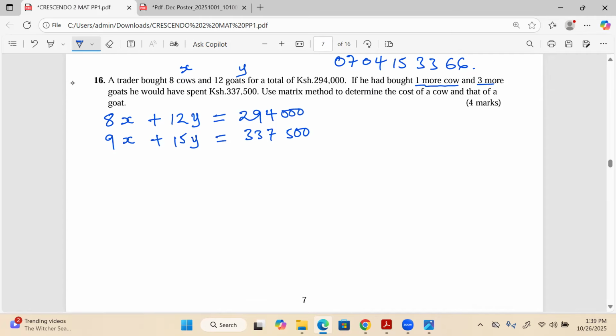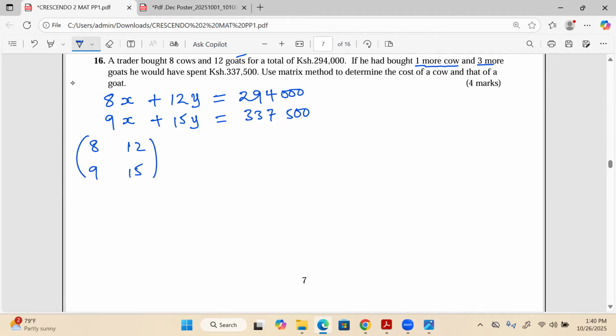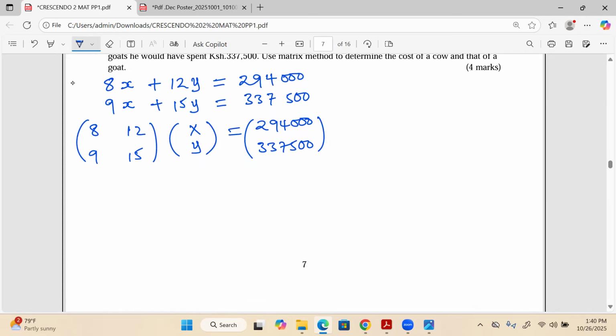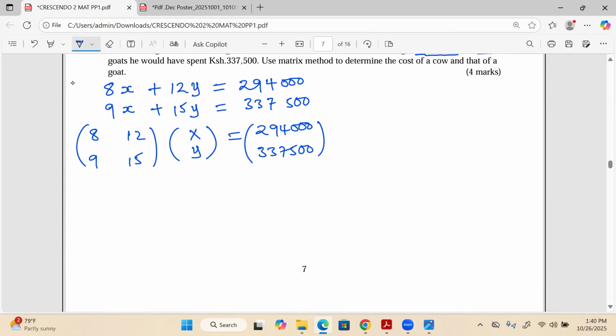We are supposed now to solve this one. They are linear equations, but we can make them matrix equations. So we extract the coefficients. We start with 8, 12, 9, 15. It's called the coefficients matrix, then the variables matrix, and the constants matrix. Then we look at what we call the inverse of the coefficients matrix. So we need to look at the coefficients matrix and we find its inverse.